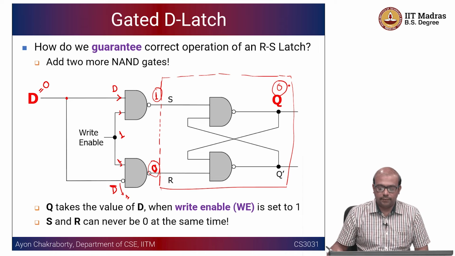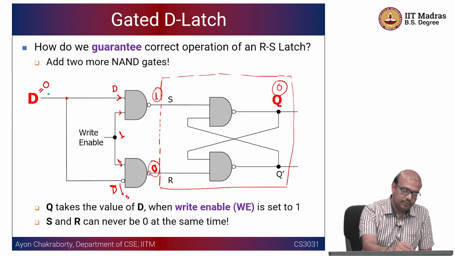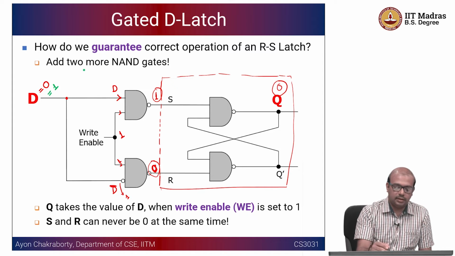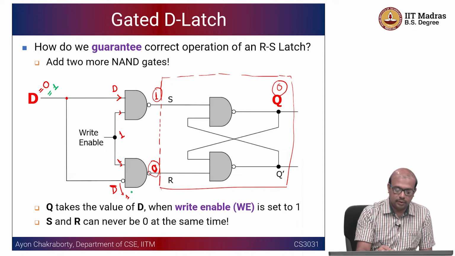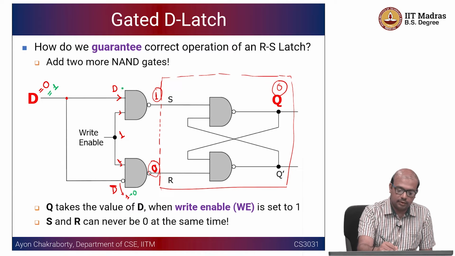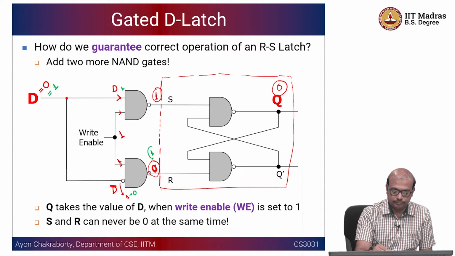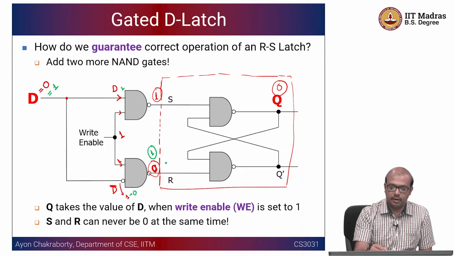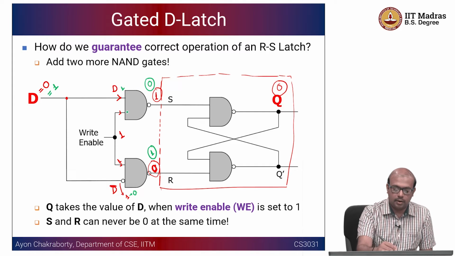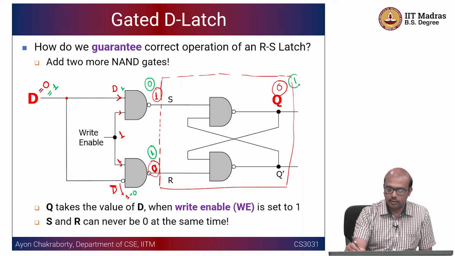And if you take the other way around, if you use a different value, if D is equal to 1, it is the same thing, just that write enable is still at 1. So everything is going to be the same. This one is going to be 0 now, and this one is going to be 1. So in this case Q is going to be 1.